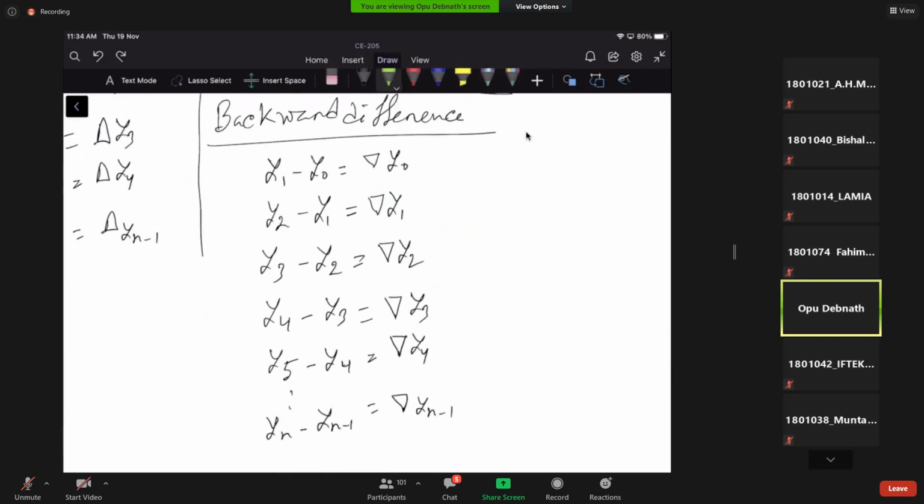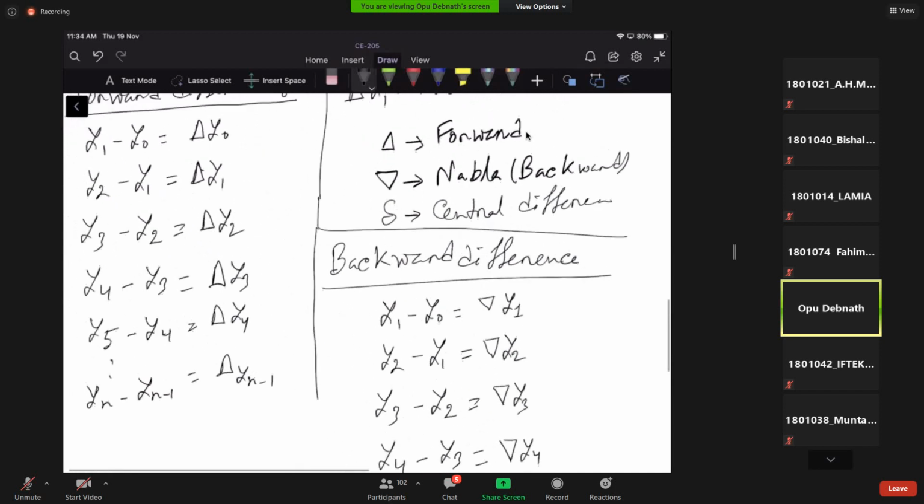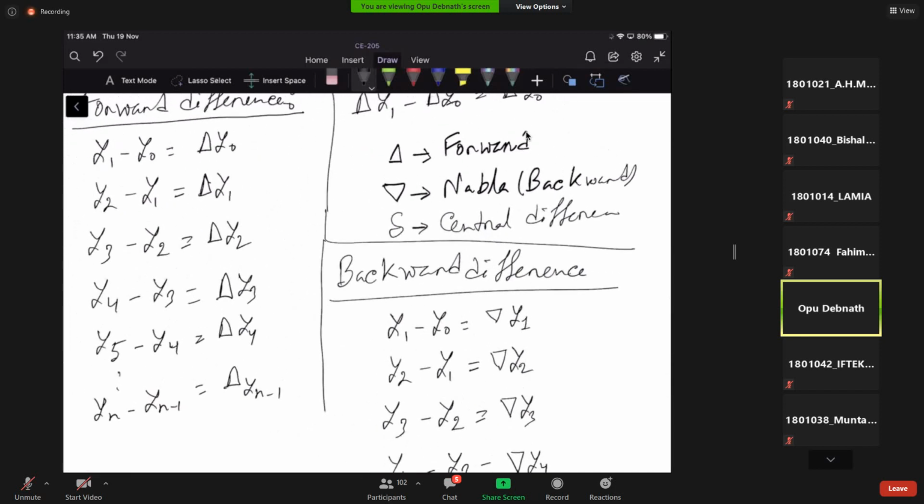And for backward difference, the notation will be changed in a form, that means y1 minus y0. For forward difference, we use the suffix y0, that means the smaller one, to note the difference. And for this specific backward difference case, it will be changed and it will be nabla y1. And similarly for all other cases, this will be the larger one, that means y2, y3, y4.